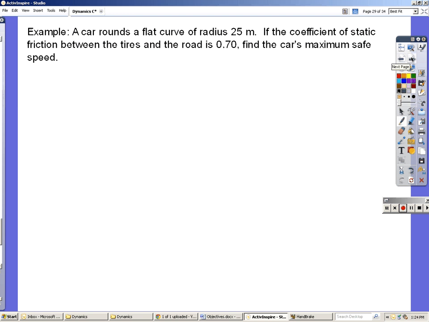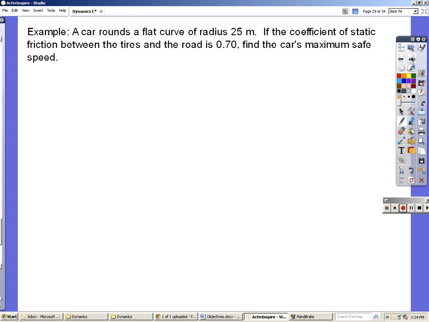Our next example will be a flat curve. And we'll say a car is going around this curve. The radius of the curve is 25 meters. We know the coefficient of static friction. Remember that from last video. We want to find the car's maximum safe speed.